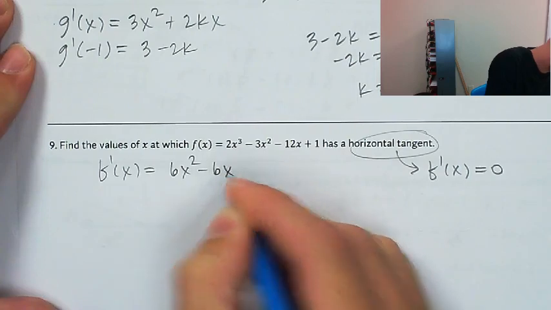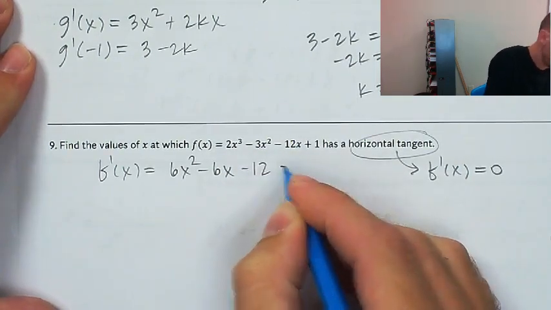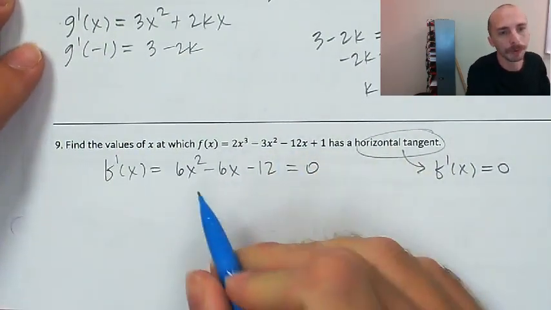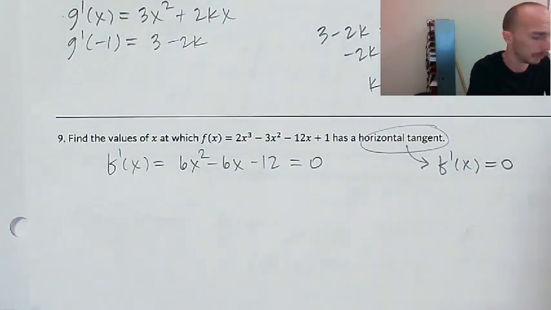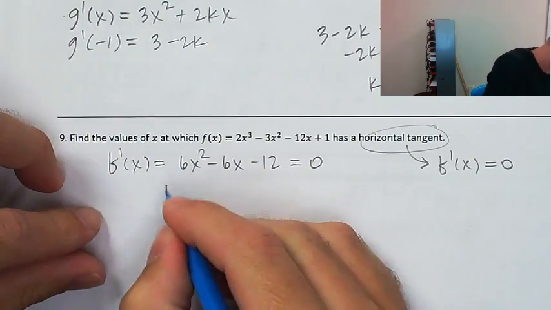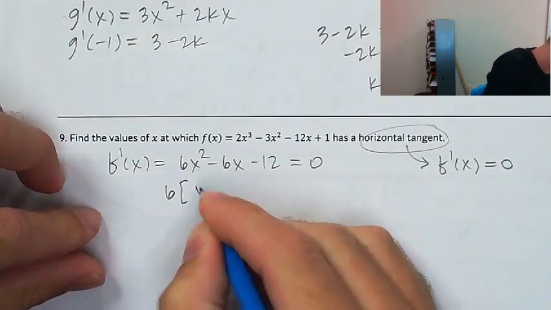6x to the 2 minus 6x to the 1 minus 12. And we want to set that equal to 0. If we want to find where this is equal to 0, we're going to need to factor. I mean, we could use the quadratic formula, but I'm telling you that's not the way to go. I'm going to factor out the 6.